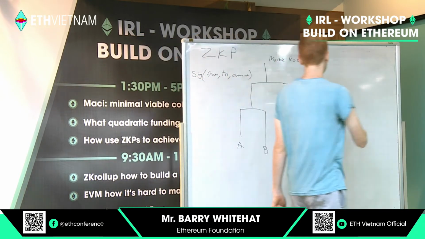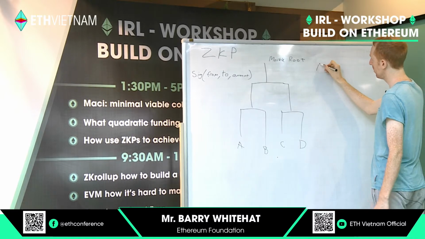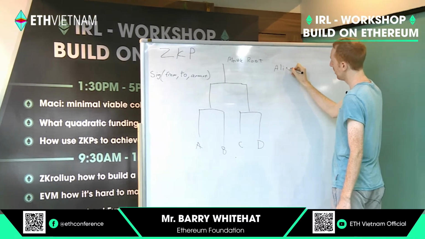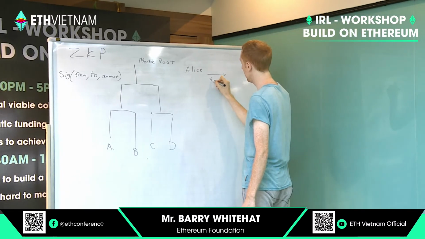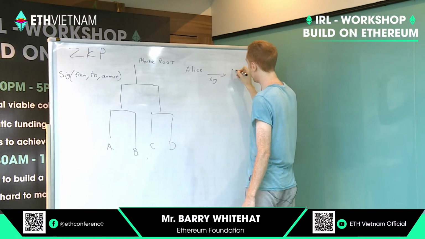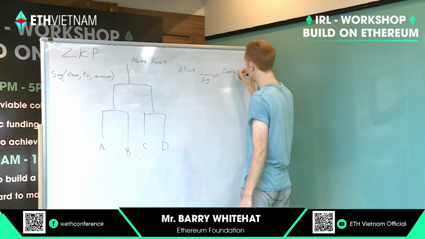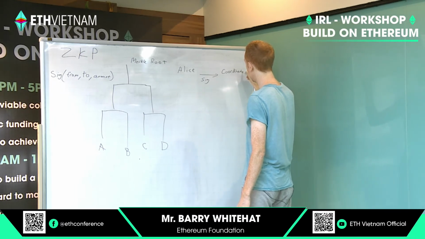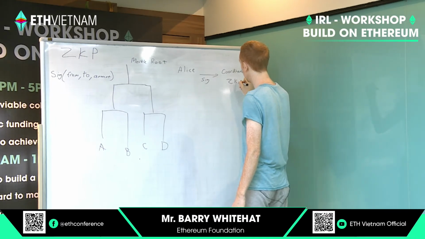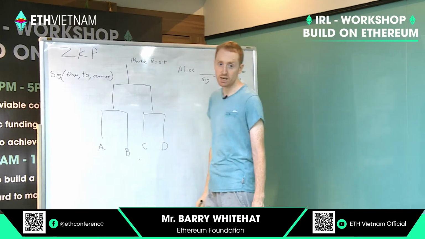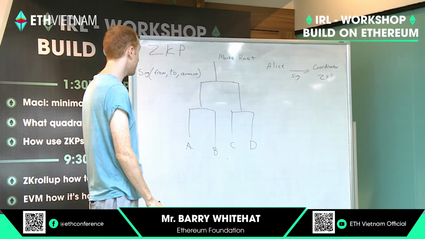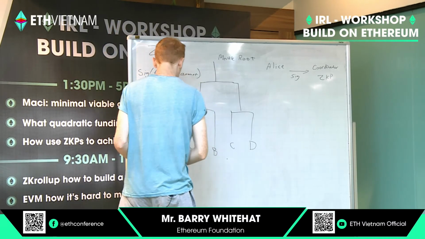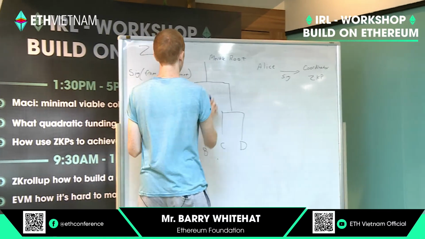So let me draw this. Alice sends a signature to our coordinator, who makes the ZKP. So what does the ZKP prove? So basically the ZKP, let me clean up a little bit here.